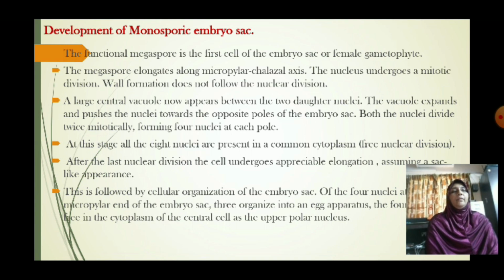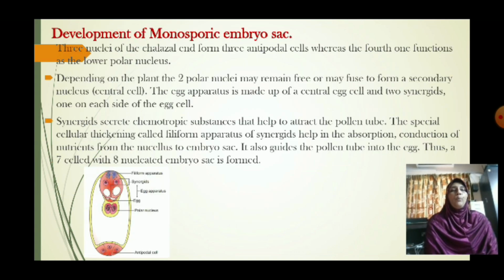After the last nuclear division, the cell undergoes appreciable elongation, assuming a sac-like appearance. This is followed by cellular organization of the embryo sac. Of the 4 nuclei at the micropylar end of the embryo sac, 3 organize into an egg apparatus. The 4th one is left free in the cytoplasm of the central cell as the upper polar nucleus. Now we are moving on to the development of the monosporic embryo sac. The 3 nuclei at the chalazal end form 3 antipodal cells, whereas the 4th one functions as the lower polar nucleus.